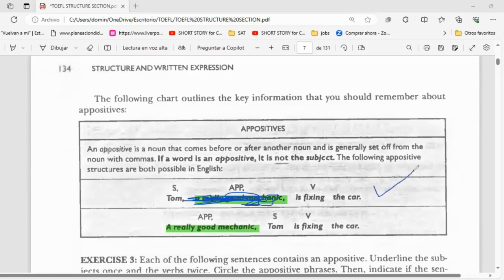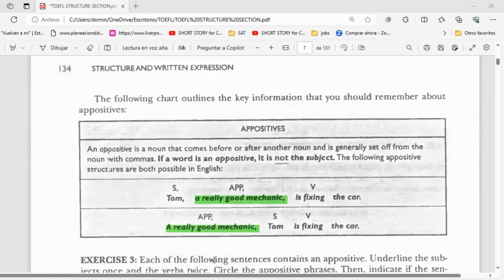This is correct. It makes sense. It's got a subject, a verb, and the complement. And if you delete the first expression, Tom is fixing the car, it still makes sense. So remember, the appositive can come between commas, right after the subject but before the verb, or before the subject itself. Okay?